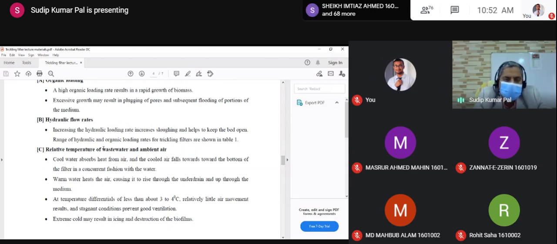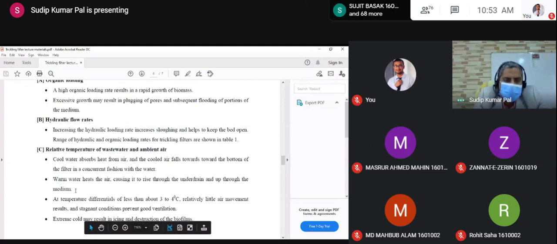And also depending on the role of temperature and ambient air, as you know, cool water absorbs heat from air and the cooled air falls towards the bottom of the filter in a concurrent fashion. Warm water heats the air, causing it to rise through the underdrain and up through the medium. At a temperature differential of less than about 3 to 4 degrees Celsius, relatively little air movement results, and stagnant conditions prevent good ventilation.